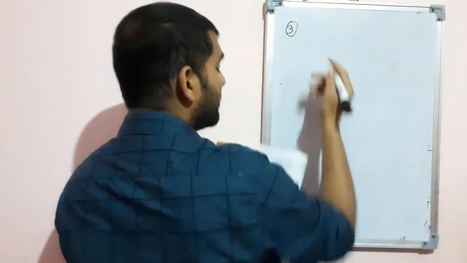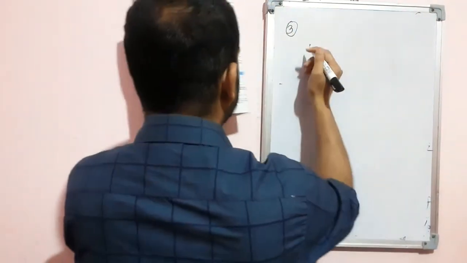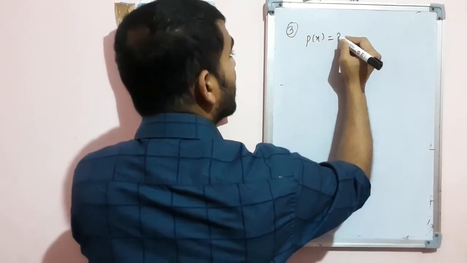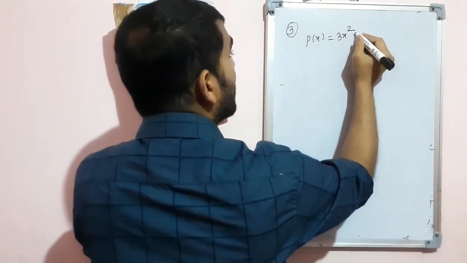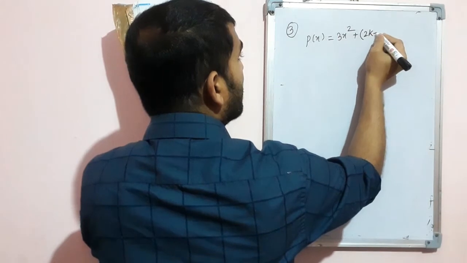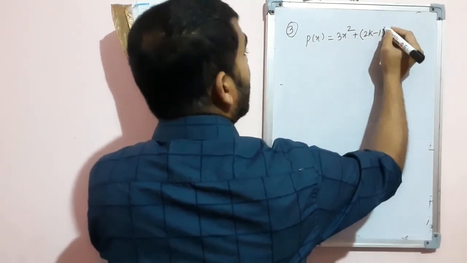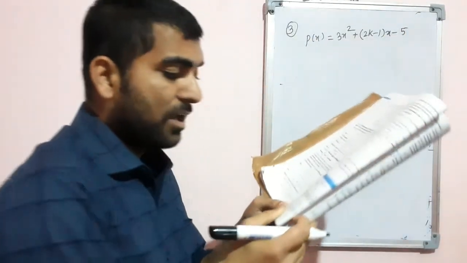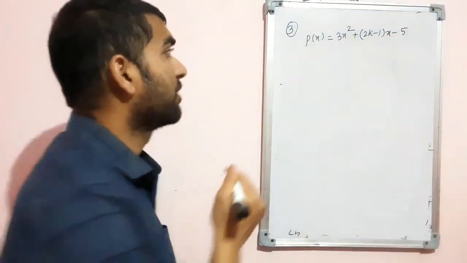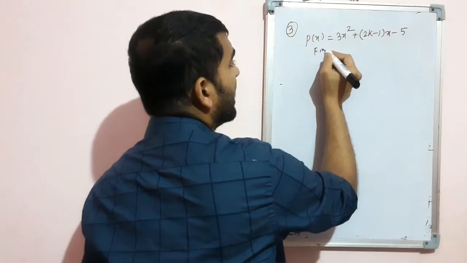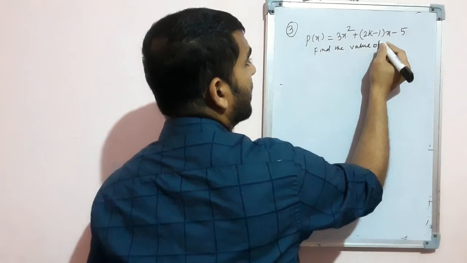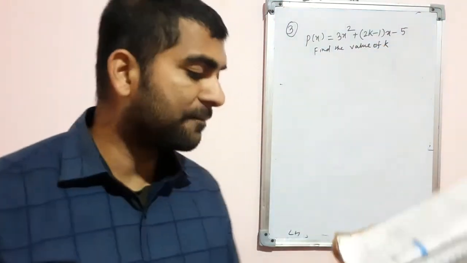Question number 3. Here a polynomial has been given: p(x) equals 3x squared plus (2k minus 1)x minus 5. What we have to find here? We have to find the value of k. How to find the value of k? They have given the condition.